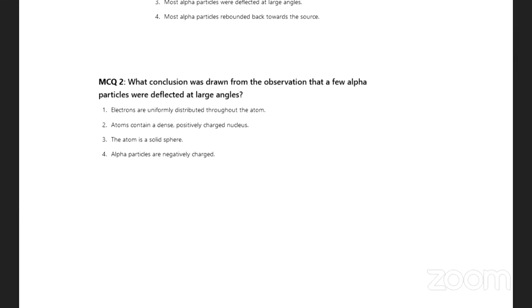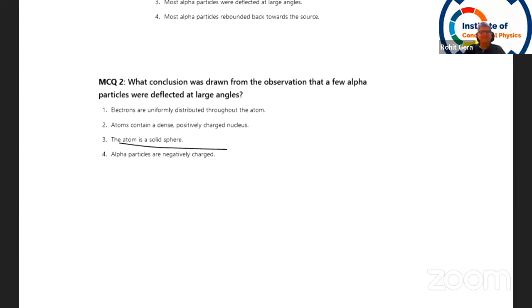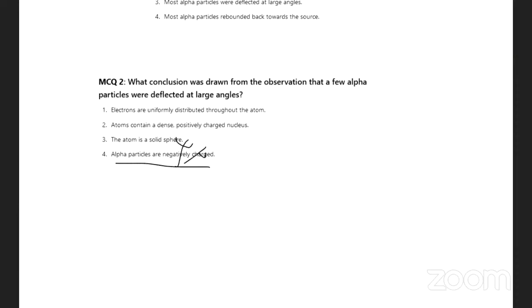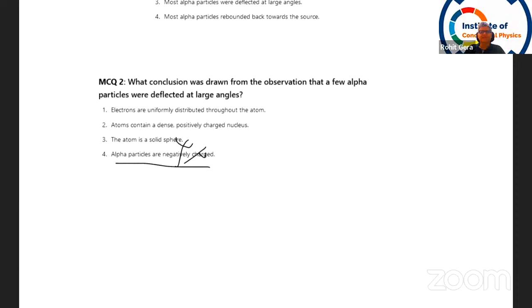Atom is a solid sphere? No way, I never used the word sphere. Alpha particles are not negatively charged, which is conceptually and factually wrong. Electrons are uniformly distributed throughout the system? We never talked about electrons in this experiment. We just said they revolve around the nucleus like planets around the sun.